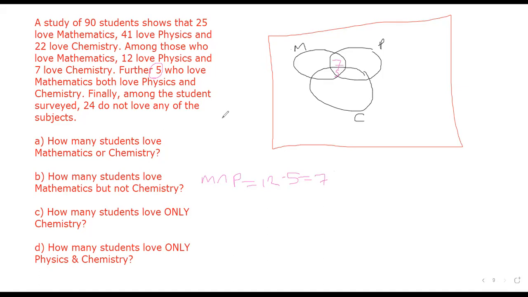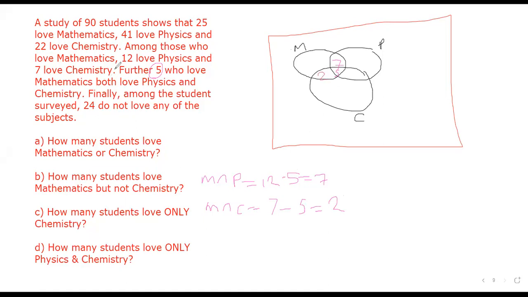So English is the prerequisite here. Among those who love mathematics, 12 love physics. Among those who love mathematics, 7 love chemistry. So mathematics and chemistry will be 7 minus 5, which is 2. So we put the 2 there.